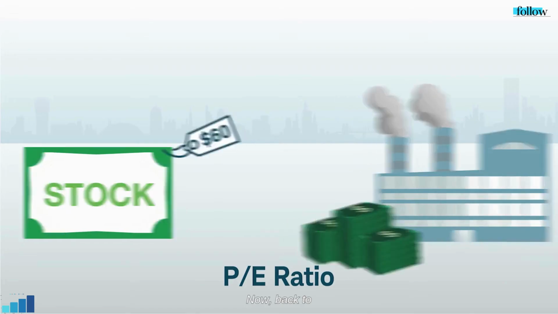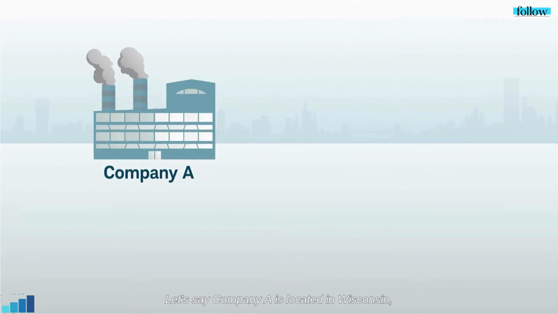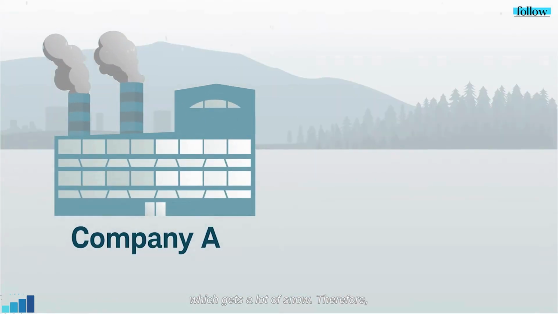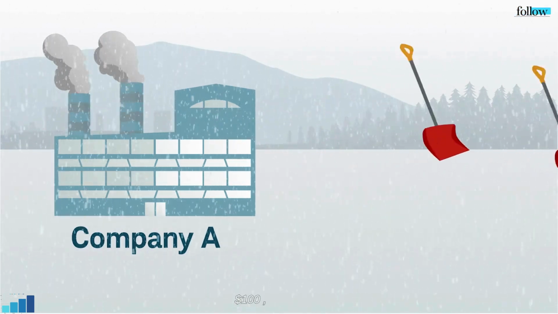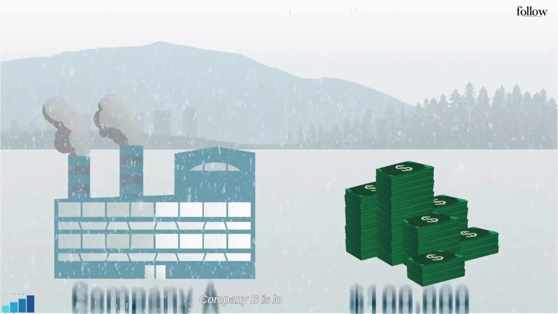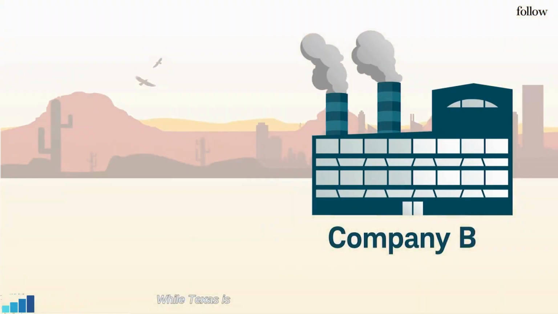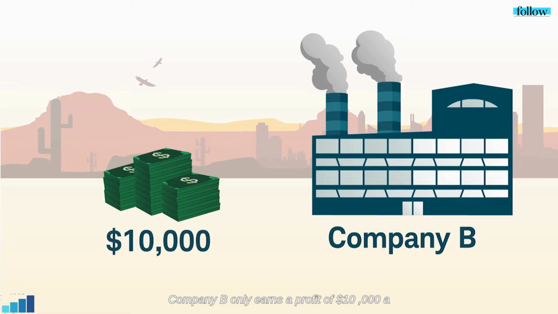Now, back to our example. Let's say Company A is located in Wisconsin, which gets a lot of snow. Therefore, Company A sells a lot of shovels and earns a profit of $100,000 a year. Company B is located in Texas. While Texas is a big state with a high population, it doesn't receive much snow. Therefore, Company B only earns a profit of $10,000 a year.